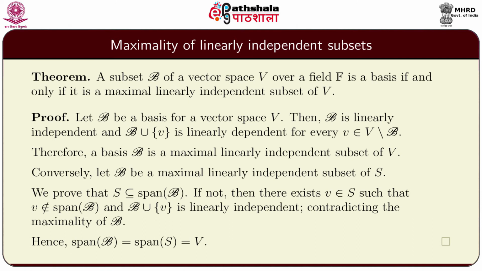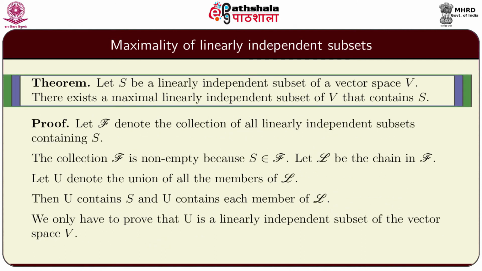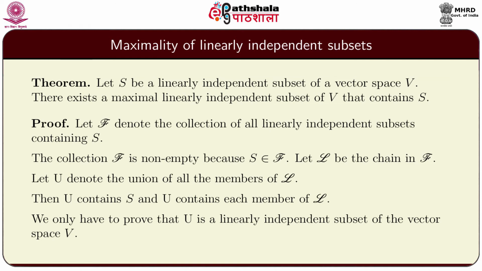Therefore, this cannot happen, and therefore span of B is equal to V, that is, the set B is indeed a basis of the vector space V. Now, the next theorem says that if S is a linearly independent subset of a vector space V, then there exists a maximal linearly independent subset of V that contains S.